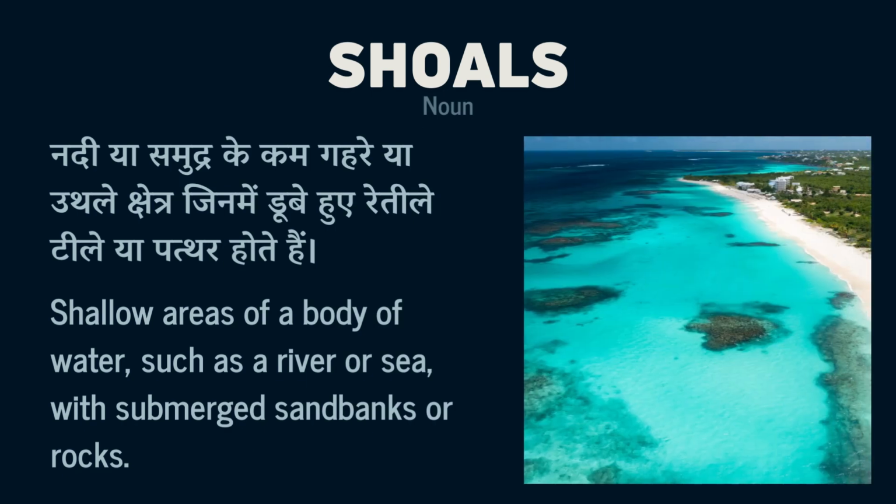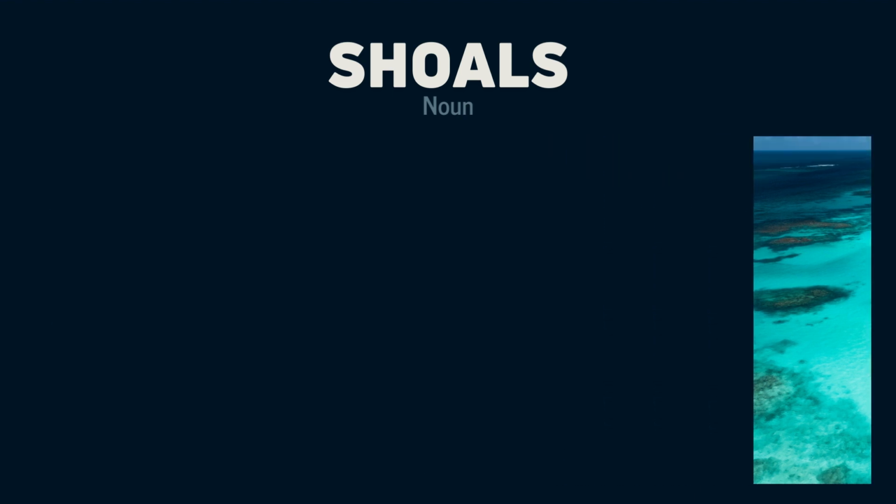Now, let's explore the word shoals. Shoals are shallow areas in bodies of water, such as rivers or seas, with submerged sandbanks or rocks. यानी नदी या समुद्र के कम गहरे क्षेत्र जिनमें डूबे हुए रेतीले टीले या पत्थर होते हैं. So, when you encounter shoals, you should be cautious as they can be hazardous for boats.